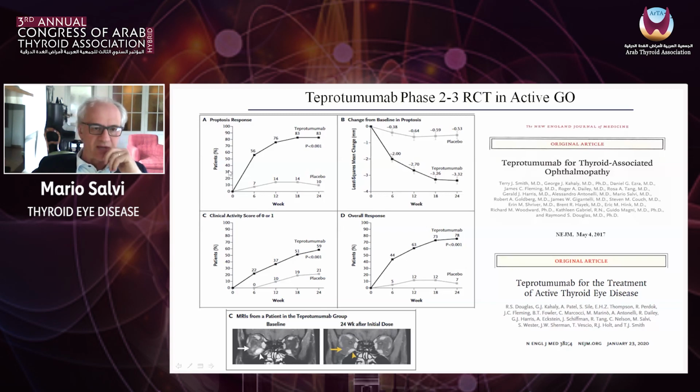These two studies have shown something very impressive. For the first time, a drug, teprotumumab, had a significant impact on the reduction of proptosis, and the values of Hertel measurement obtained with this treatment were up to more than 3 millimeters after treatment. Concurrently with the decrease of proptosis, there was also an improvement of the clinical activity score. The overall response was observed in about 78% of patients, significantly higher than the one observed in placebo.